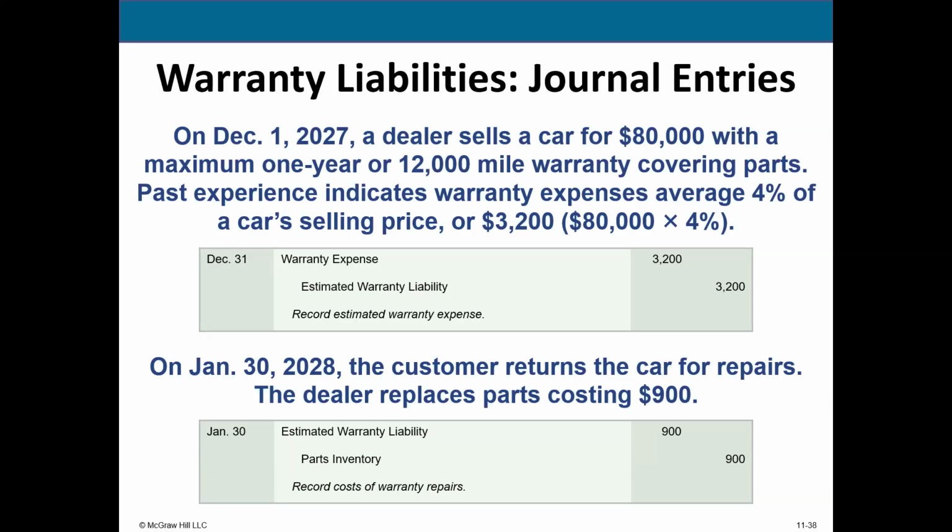Then luck has it, the customer came in the next month because there was a defect. Something went wrong here. So the dealership has to replace a car part that cost 900 bucks. So they debit estimated warranty liability and they credit their parts inventory for the repair. So that's just an example of how warranty accounting works.